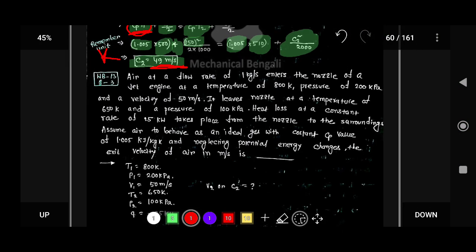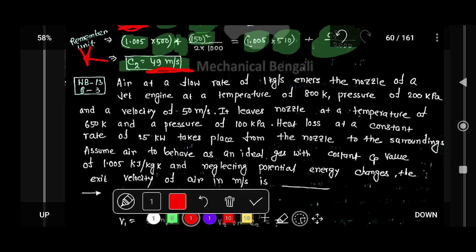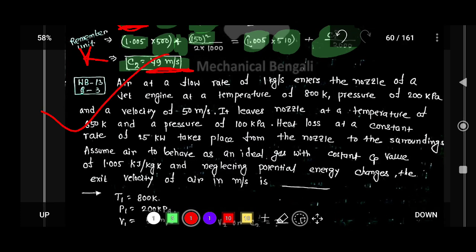Okay, so there is another question, a steady flow energy equation question. So it is an important question. You can read it and try to find out the answer.